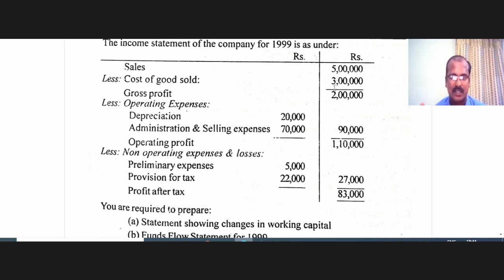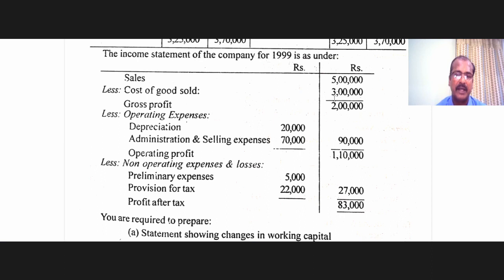So please understand this fact. Though operating profit lies in between GP and NP, if you want to name operating profit as funds from operations, that operating profit should be of what? Before depreciation, which is a non-fund expenditure. So keep that in your mind.